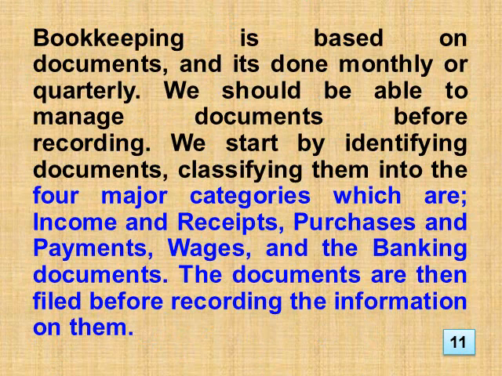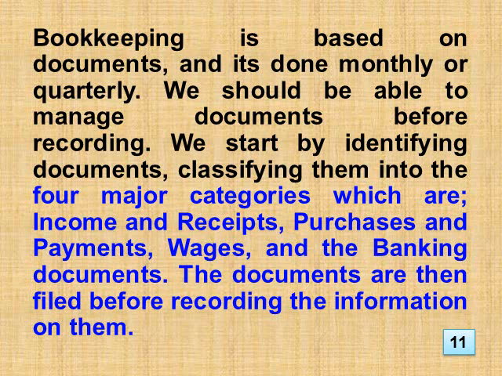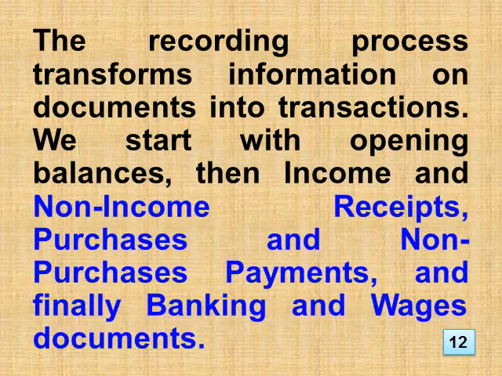Bookkeeping is based on documents, and it's done monthly or quarterly. We should be able to manage documents before recording. We start by identifying documents, classifying them into the 4 major categories, which are income and receipts, purchases and payments, wages, and the banking documents. The documents are then filed before recording the information on them. The recording process transforms information on documents into transactions. We start with opening balances, then income and non-income receipts, purchases and non-purchases payments, and finally banking and wages documents.